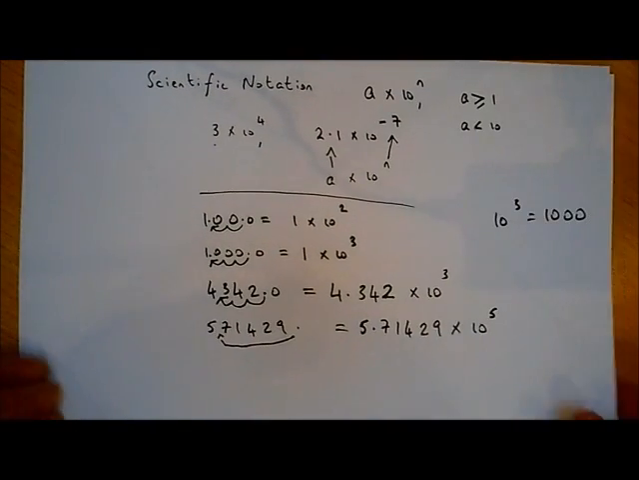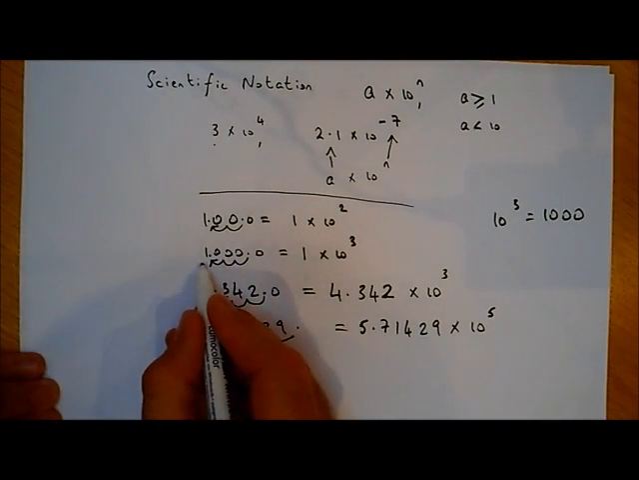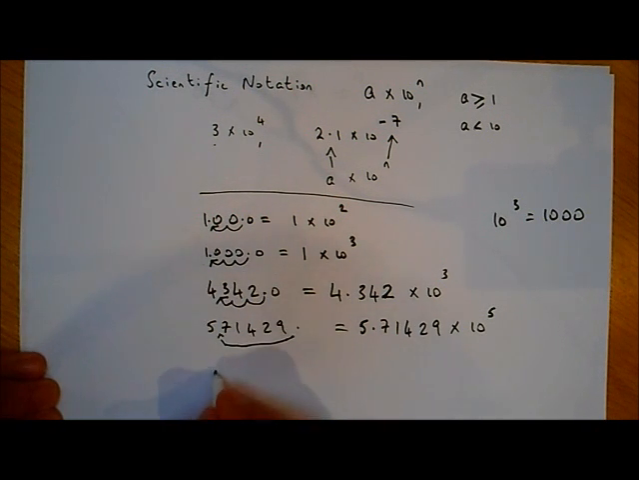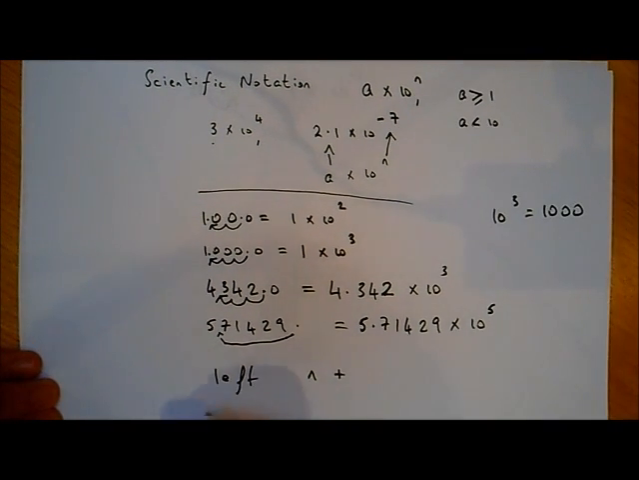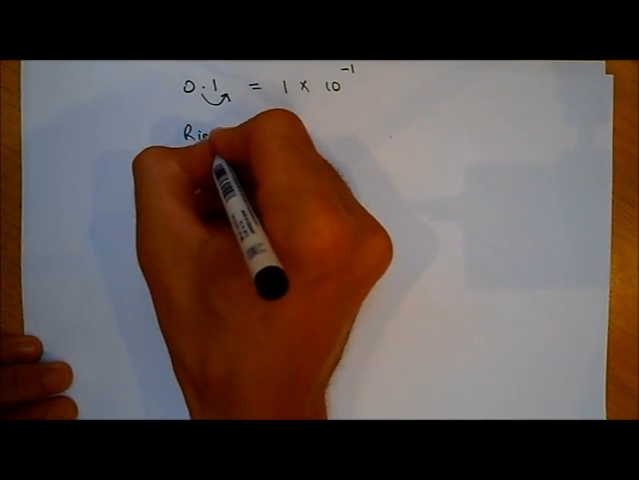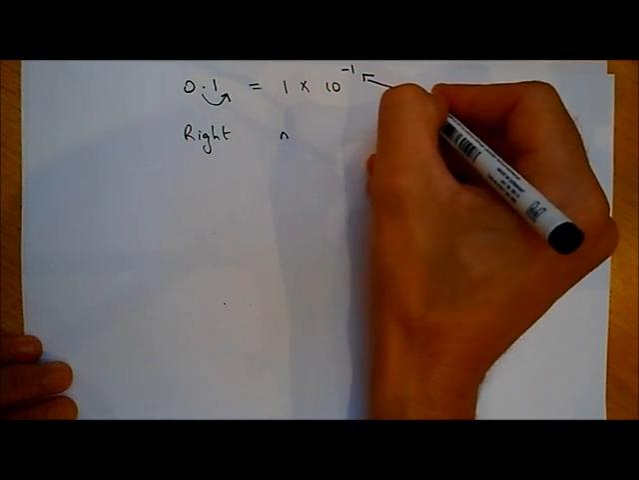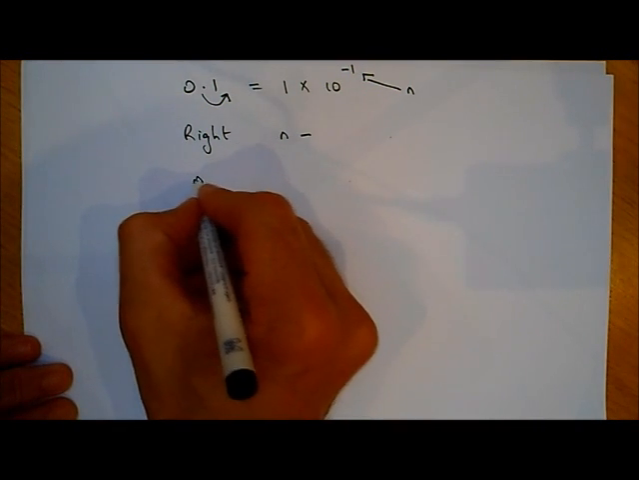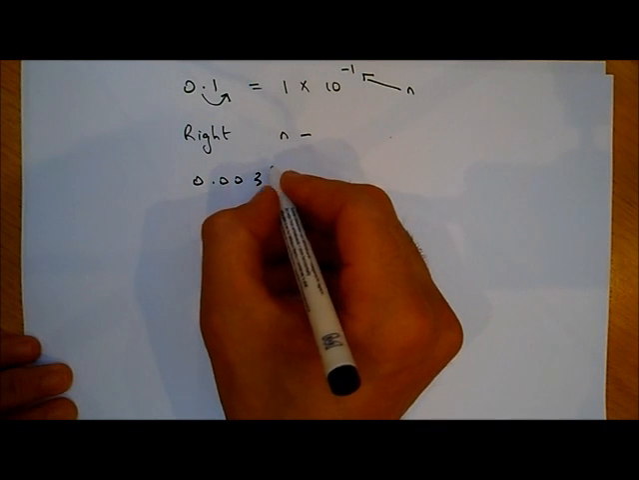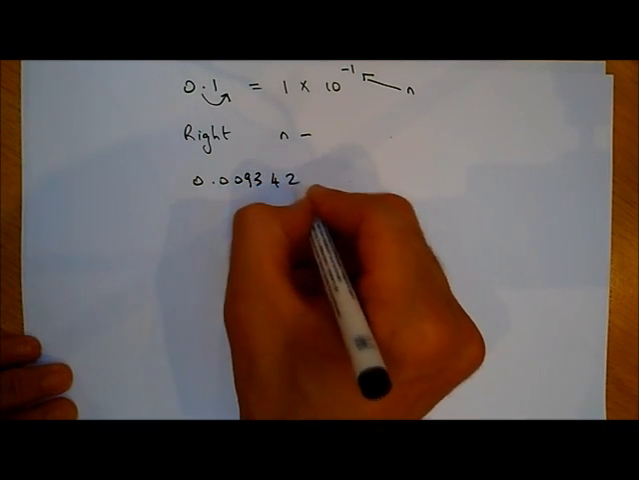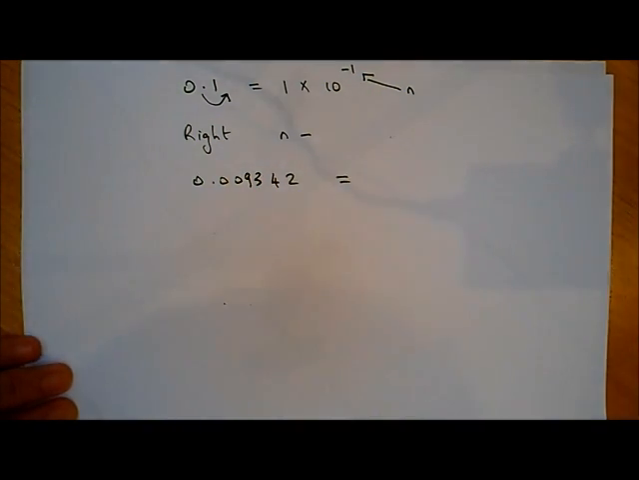If you look back at these ones, we were moving the decimal point to the left. So when you move the decimal point to the left, then the n part is positive. If we move the decimal point to the right, the n part, this part up here, this is the n part, remember? If I move it to the right, the n part will be negative. So say, okay, let's say 0.009342. So what's that going to be in scientific notation?